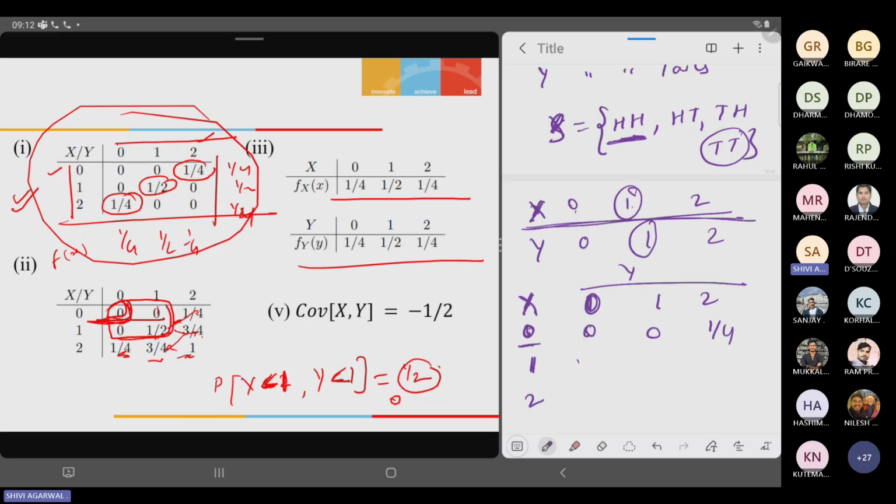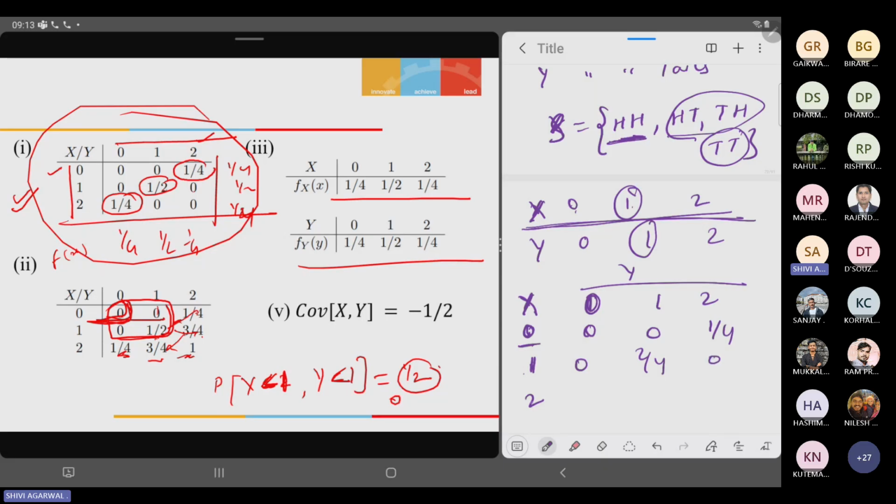So that is again 0 here. But here when X is equal to 1 and Y is equal to 1, that is one head and one tail. So there are two options. So that's why it is 2 by 4 here. Again, if X is equal to 1 and Y is equal to 2, that is also not possible at all.